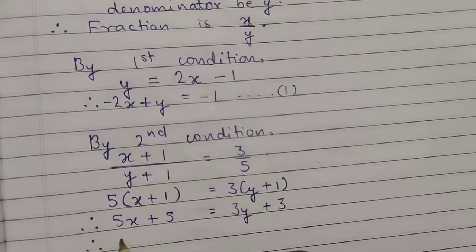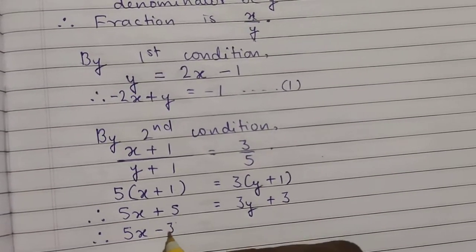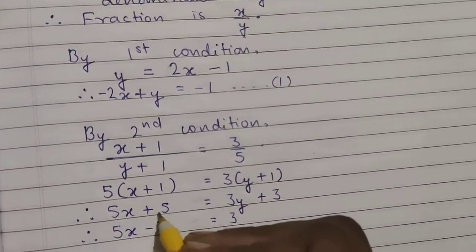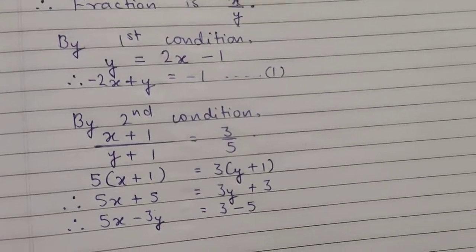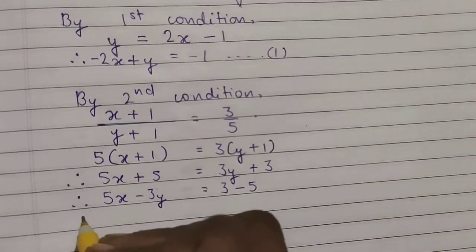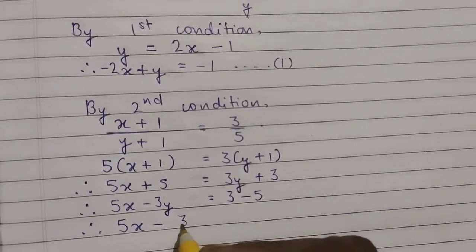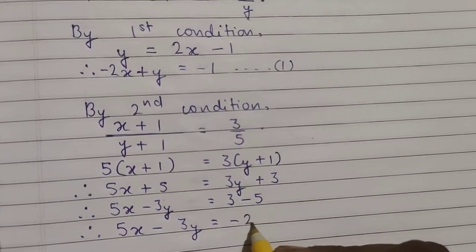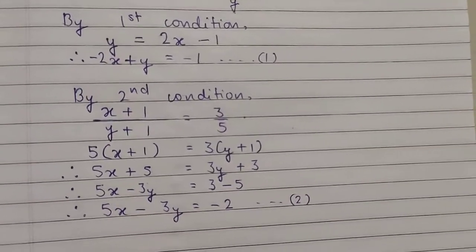Now in the next step, take this 5x as it is. 3y becomes minus 3y, equal to 3 which is already here. Take this plus 5 to the right hand side, so it becomes minus 5. Therefore this is 5x minus 3y. Here 3 minus 5 gives you minus 2. So this is your equation number 2.